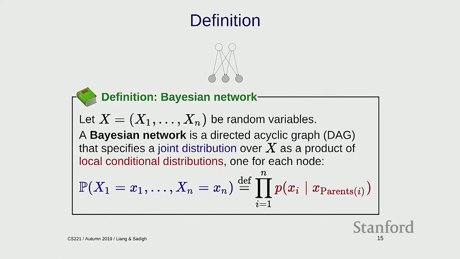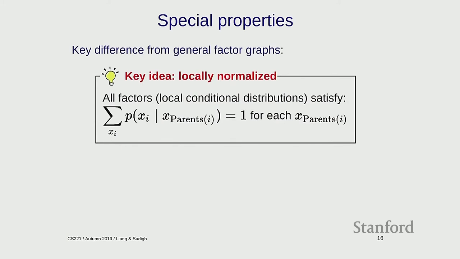So this is a very general framework, just like factor graphs are a very general framework. But the key difference from factor graphs is that these factors aren't arbitrary. They are local conditional distributions. And what does that mean? That means all factors satisfy this property: for the factor of the ith node, P of xi given x parents sums to 1 if you sum over all of the possible values that xi can take on. That's what it means to be a probability distribution. And this is true for every setting of x parents.